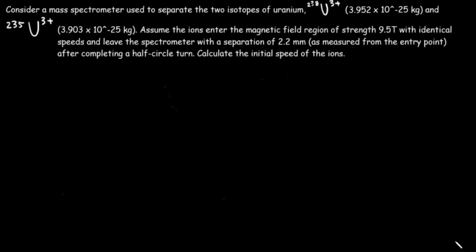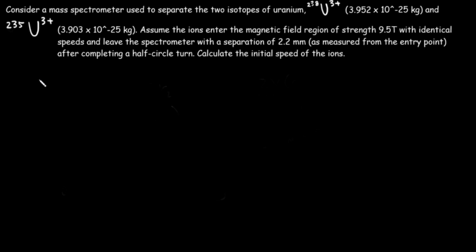Consider a mass spectrometer used to separate the 2 isotopes of uranium, and then it gives you the mass of both of them. Assume the ions enter the magnetic field region of strength 9.5 Tesla with identical speeds, and leave the spectrometer with a separation of 2.2 millimeters as measured from the entry point after completing a half-circle turn. Calculate the initial speed of the ions. So, first thing that we need to do is write what we're given.